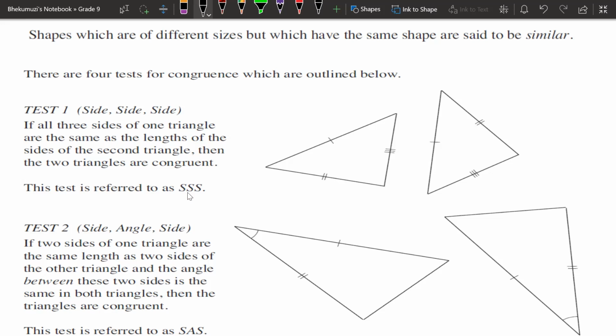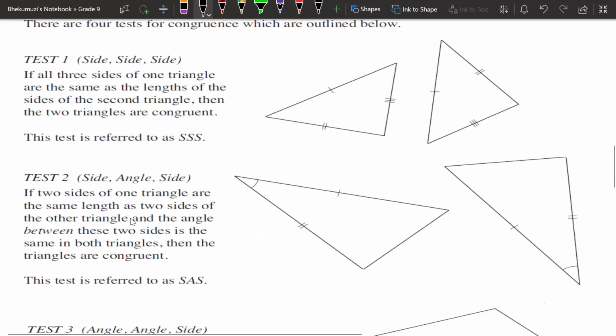And this test is referred to as SSS, meaning side, side, side. Okay. And then we also have the second test, which is the side angle side. And basically, it's quite explanatory. Side, meaning that if we have one side that is equal to the other side, and we have an angle in the center that's equal to the other angle in the center with another side at the end, with another side, then we know that they are congruent.